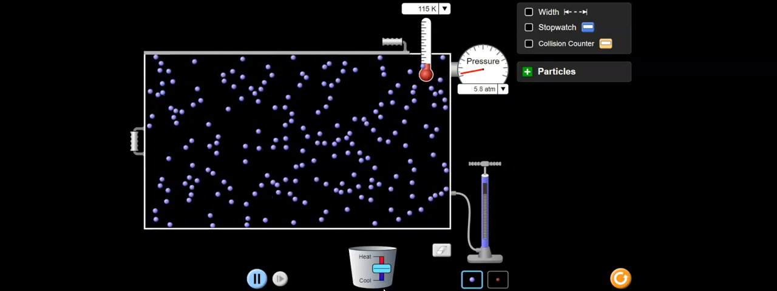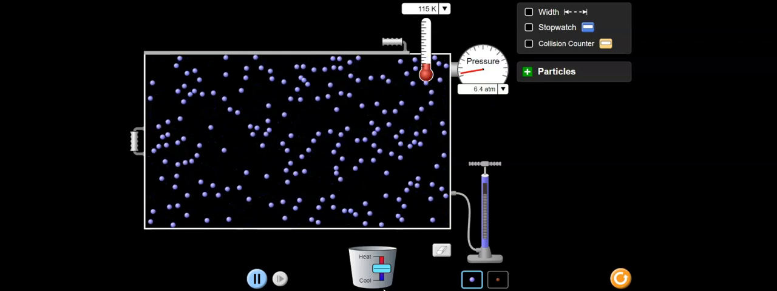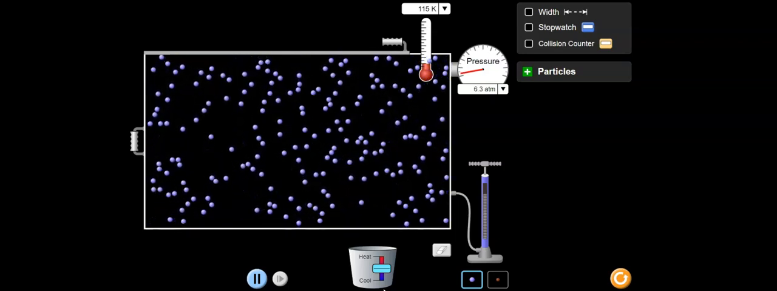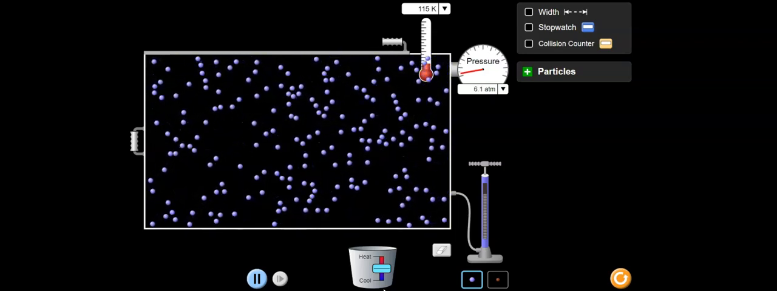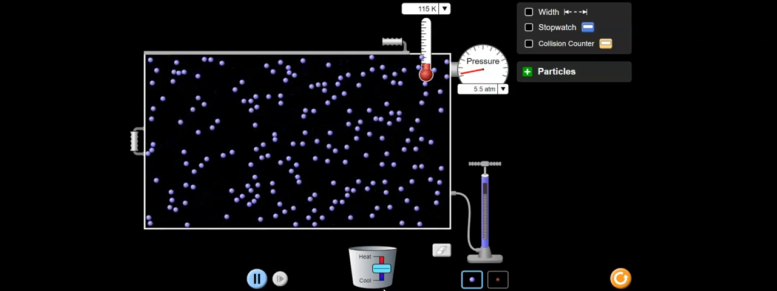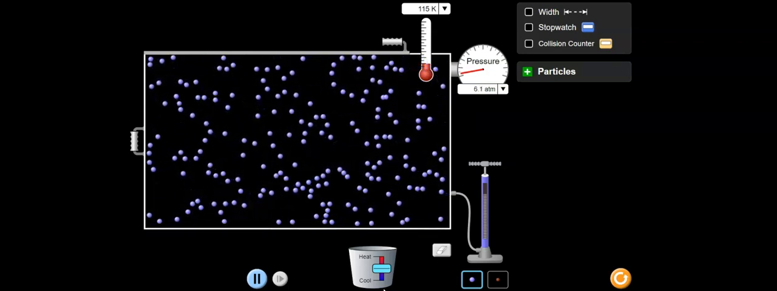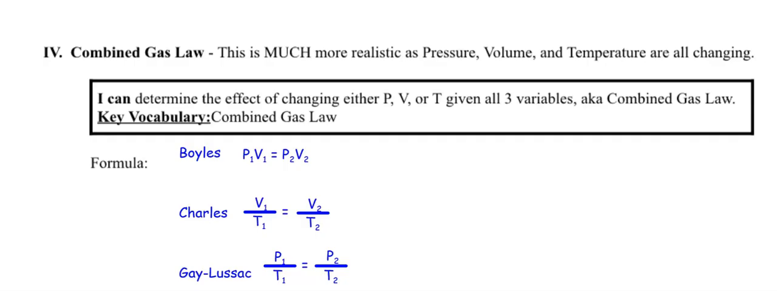Look how slow those molecules are moving. If you have 2 conditions that lead to the same conclusion, then yes, you can say pressure is going to go down. But if you have competing conditions, there's really no way you can tell. You have to do the math. So let's go do the math. How do I determine it?